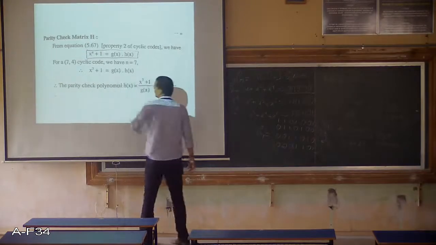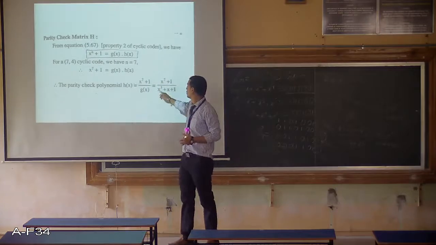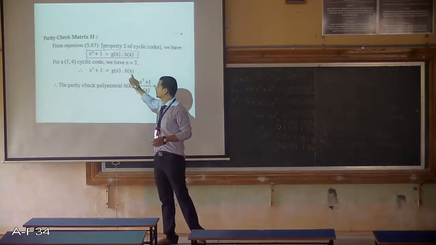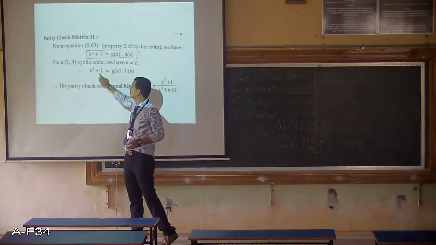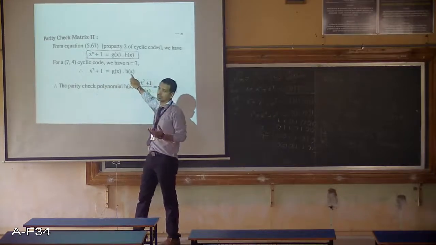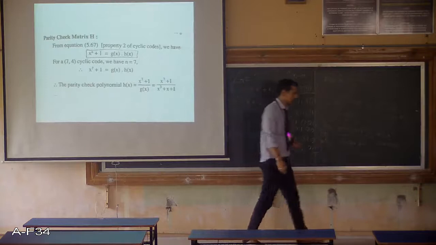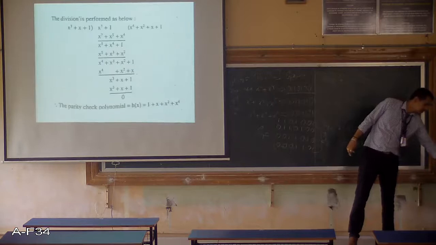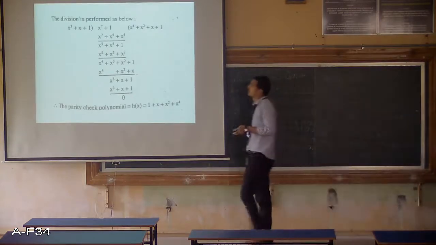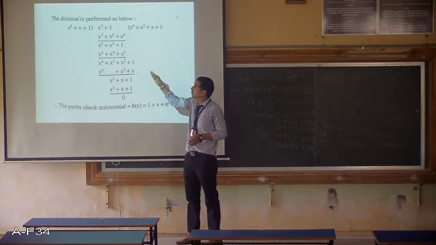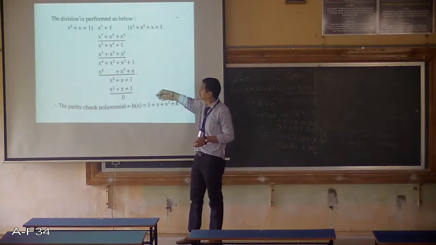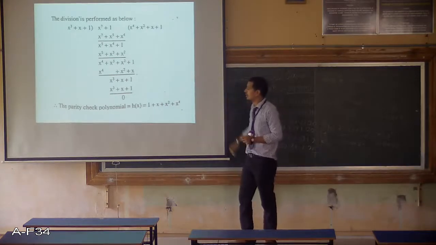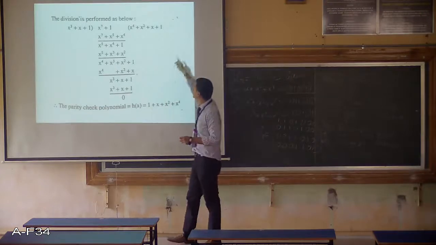G of x is the polynomial equation which we do have, x cube plus x plus 1. Now, I have to calculate h of x. I do know x power 7 plus 1 and g of x. Okay, this is a parity check matrix. After division by x cube plus x plus 1, I will have the remainder 0, and the quotient is x power 4 plus x square plus 1. The parity check polynomial is this, my h of x.